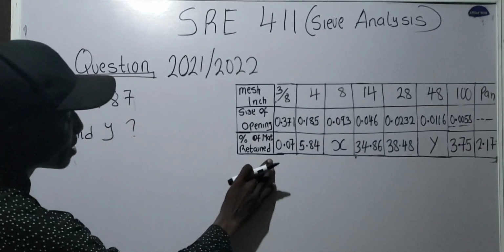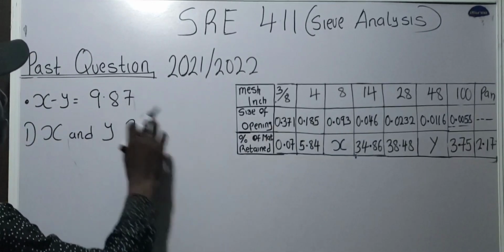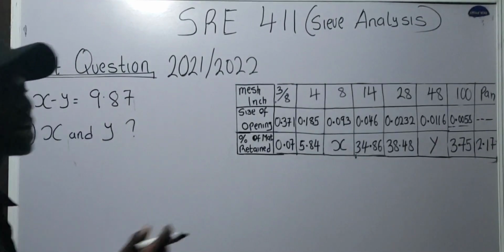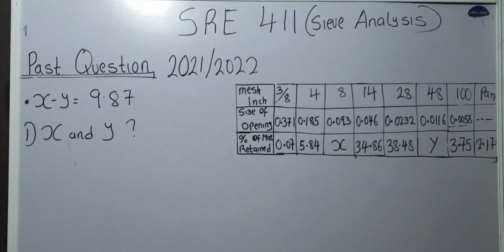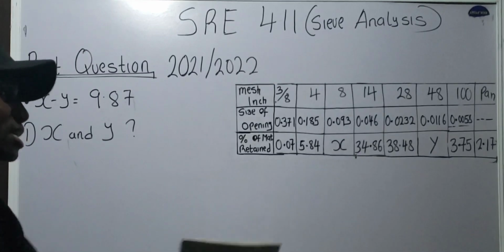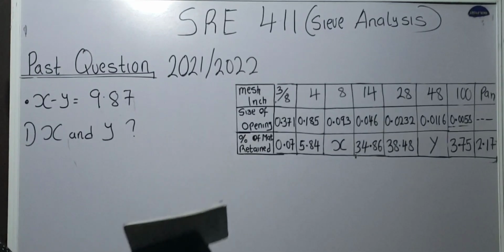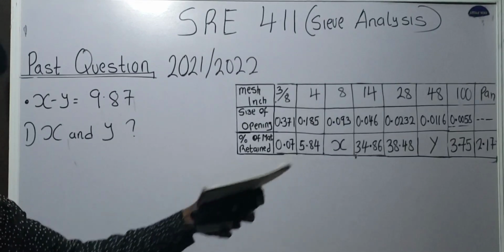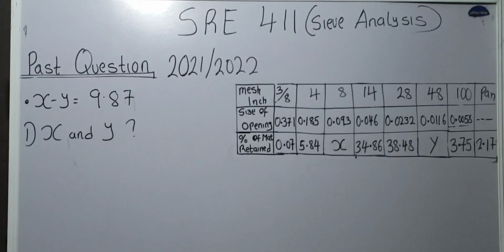Now, in order to calculate the value of x and y, I'm going to first sum up all these values to 100%. You understand? The reason why I'm going to sum all these values to 100% is because when we talk about percent, it sums up to 100%, since all these values are taken as a fraction of 100. So let's proceed.